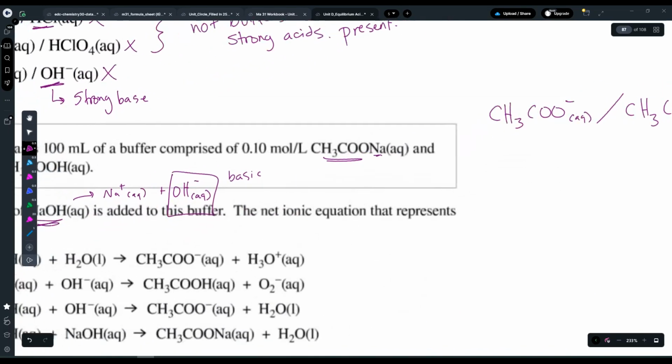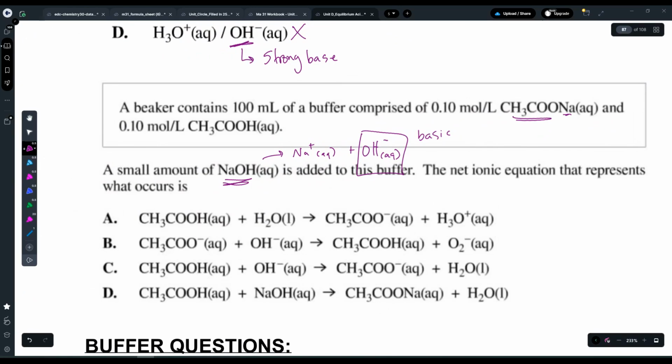Okay. So what that's going to look like, let's see if we can omit any here. We're going to omit D because they didn't dissociate sodium hydroxide. And we're going to omit A because they have acetic acid reacting with water. Now between B and C, I would pick C because it has the acetic acid reacting with the hydroxide ions, whereas B has our weak base reacting with our hydroxide ions, which are basic. So a base reacting with a base doesn't make sense. Acids will react with bases, bases will react with acids, okay?